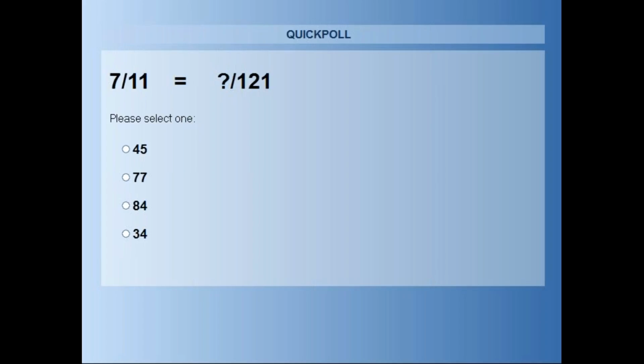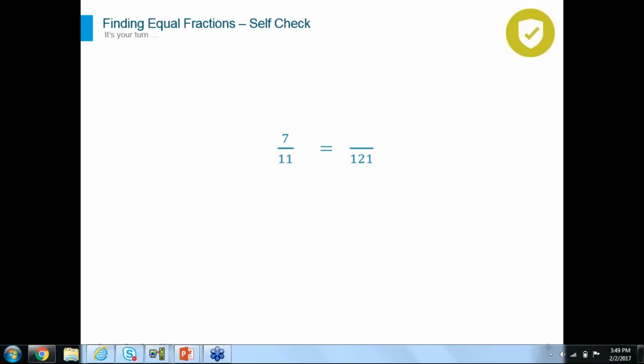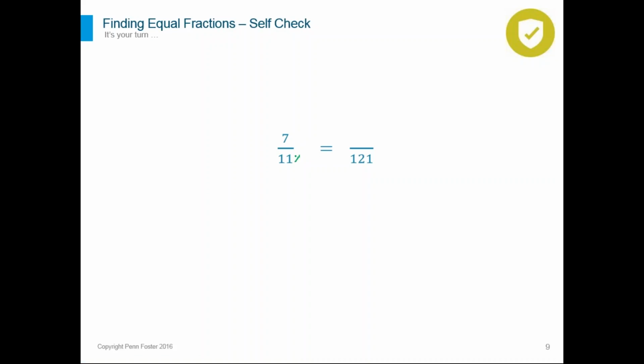Okay, for these questions, I'm going to share my final answer, and if you need more explanation, we can do that. So what factor do I need to use? It is 11. So times 11 and times 11. Why? Because 11 times 11 will give me that number on the bottom, 121. 7 times 11 will give you 77. The right answer is 77 over 121.